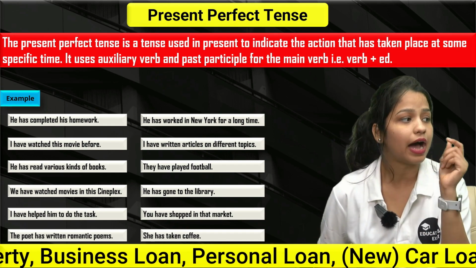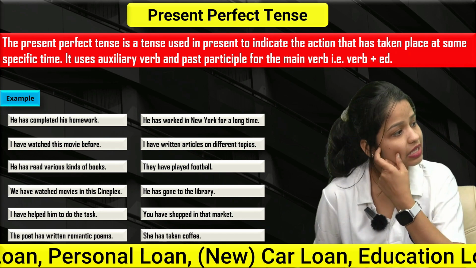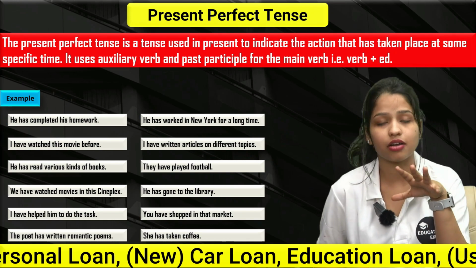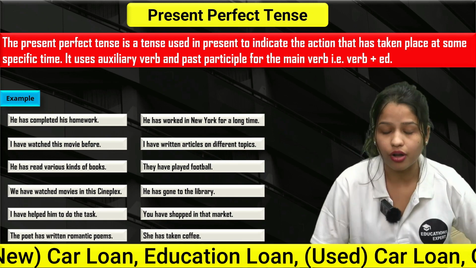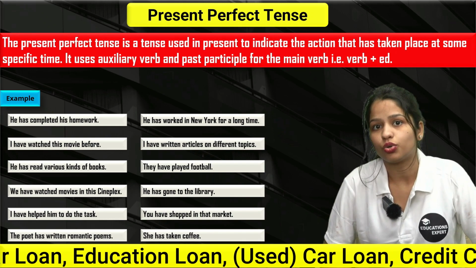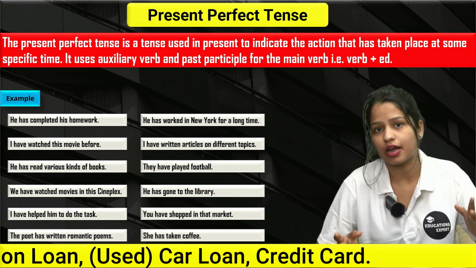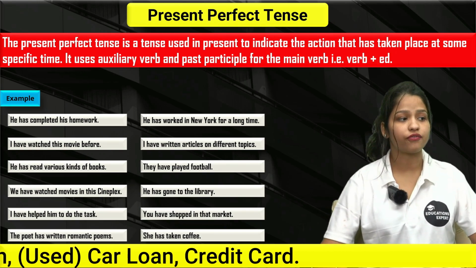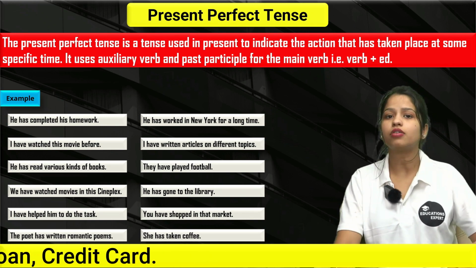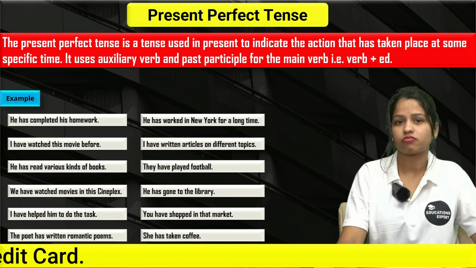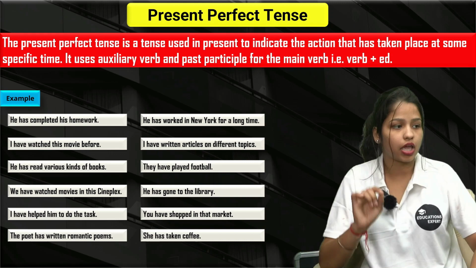Next up we have: I have watched this movie before. He has read various kinds of books. Read here is the third form of the main verb, so it becomes read. He has read various kinds of books. Next up we have: we have watched movies in the Cineplex. Cineplex is what? PVR cinemas, where we have watched movies. Again, I have helped him to do the task.